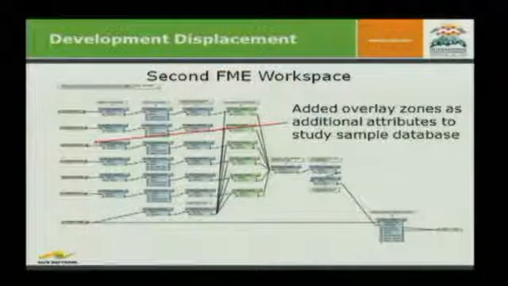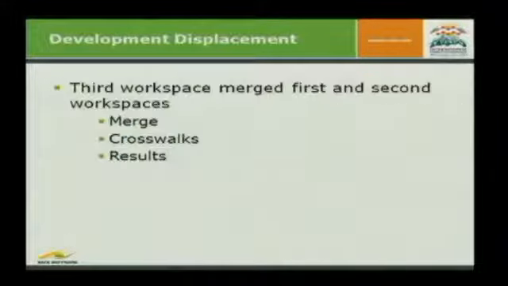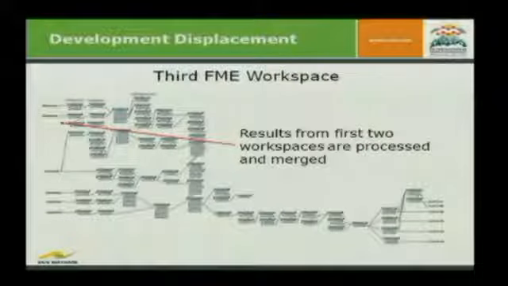Yep. So this is our second workspace. Basically, it's a simple workspace where you have multiple overlay zones that are just going through and creating a new geodatabase. The third workspace merged the first and second results, I believe, and then added crosswalks into it, which Chris will talk about a little bit more, and then we finally got our results. So this is where the first two workspaces' results are coming in.